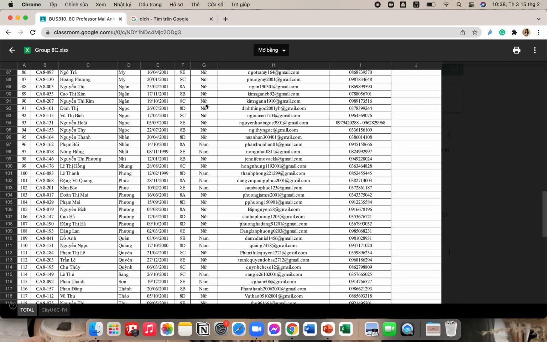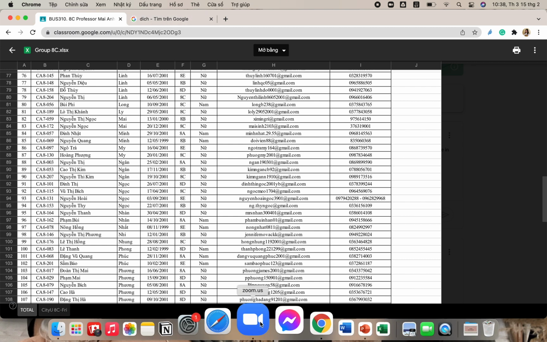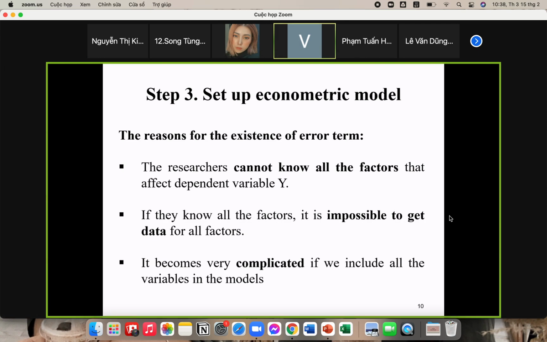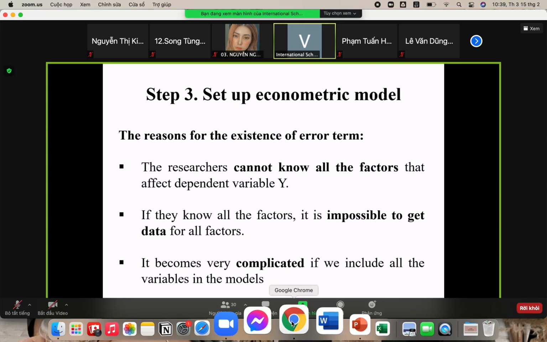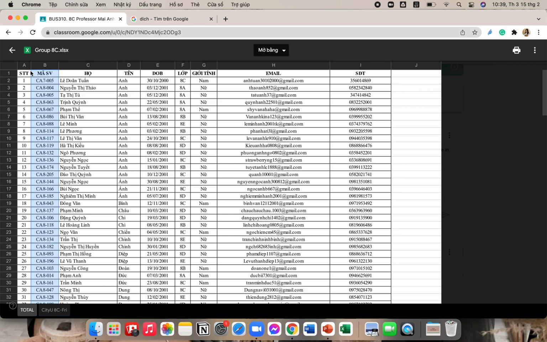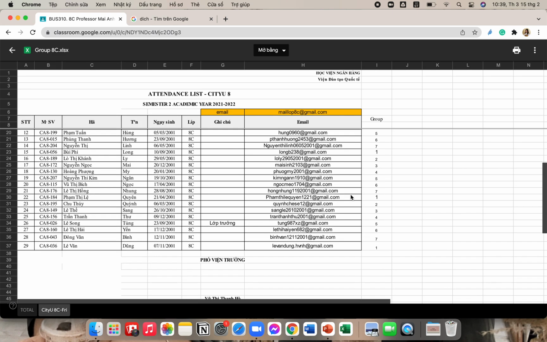Okay. And here are some main reasons for the existence of the error term. The first reason is that the researchers cannot know all the factors that affect the dependent variable. That means we cannot name all the factors that can affect the dependent variable. The dependent variable here could be GDP growth of a country or a province. It could be the behavior of consumers. It can be anything. When we have to list all the factors that can affect the dependent variable, we cannot list all of them, because some factors we cannot name, or some factors we cannot find good measurements for.